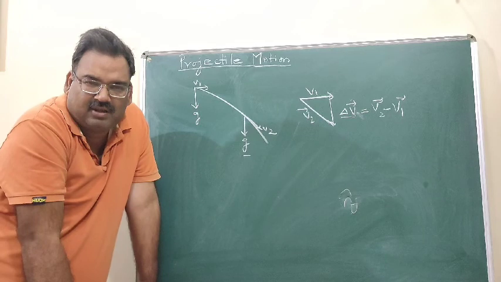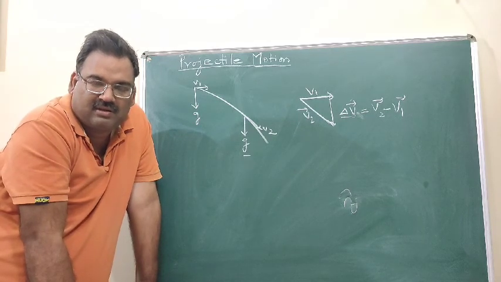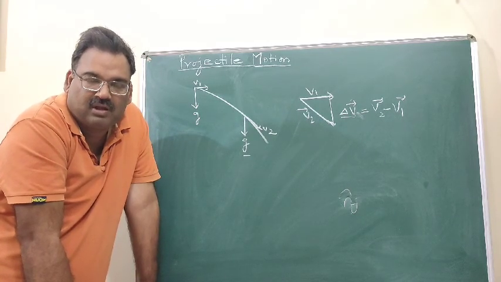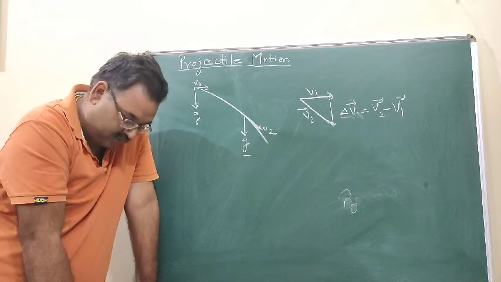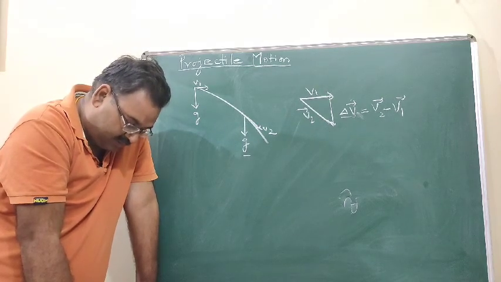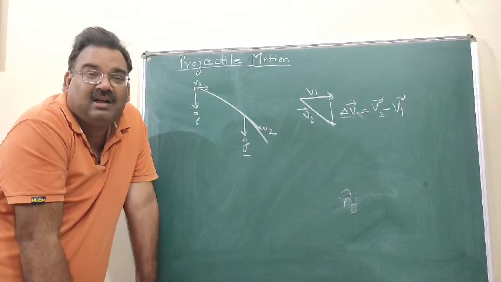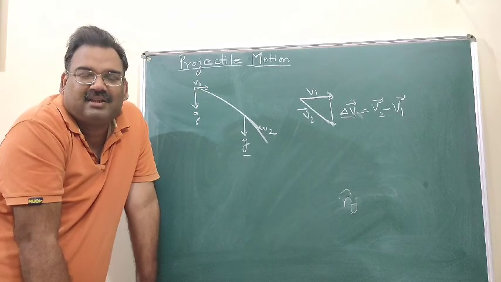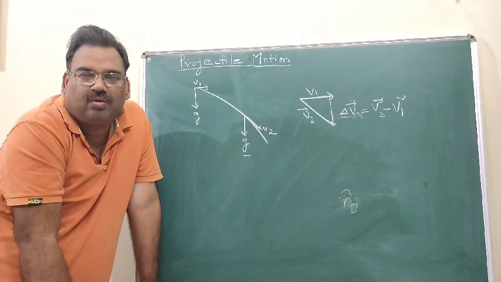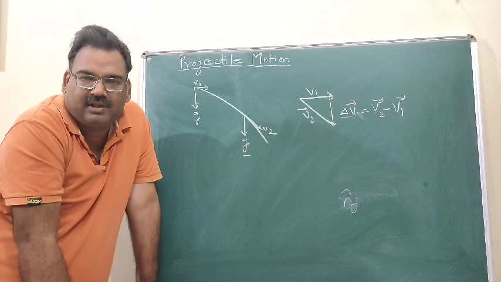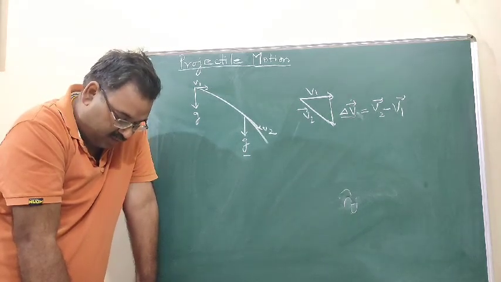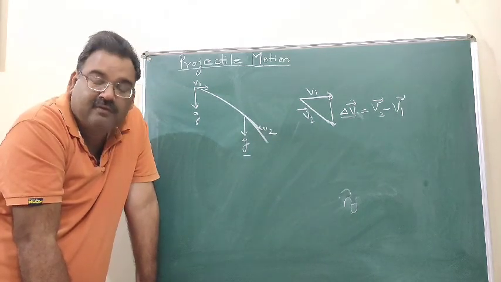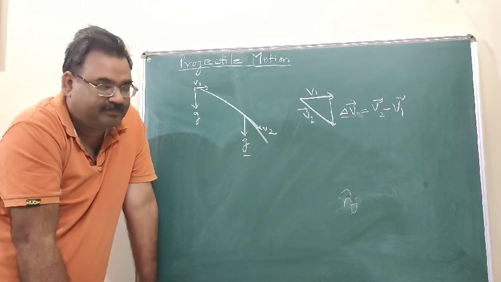So three things are ignored. One, the air resistance is ignored. Second, the curvature of the earth is ignored. Third, the rotation of the earth is also ignored. Fourth, we consider that the acceleration due to gravity is the same all over the place; the value of g is constant. Now we will discuss the equations of projectile motion.